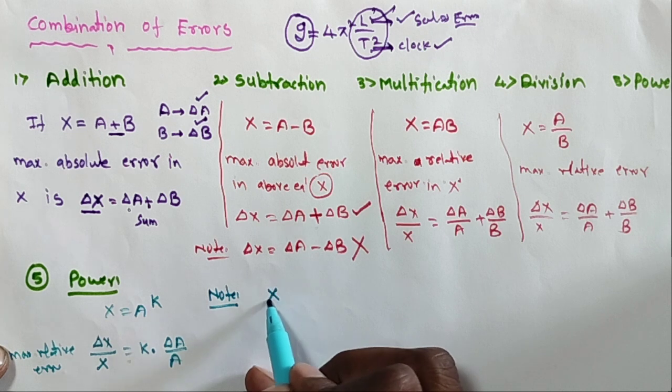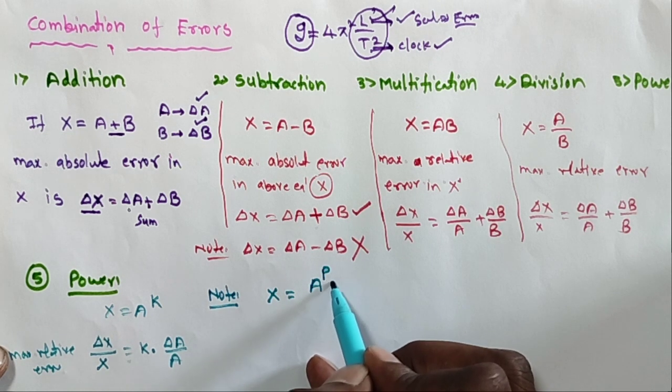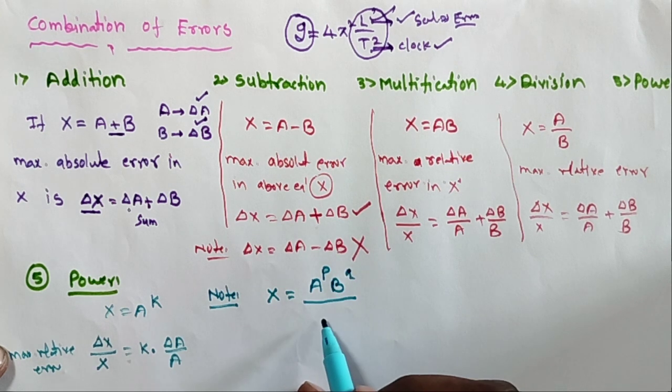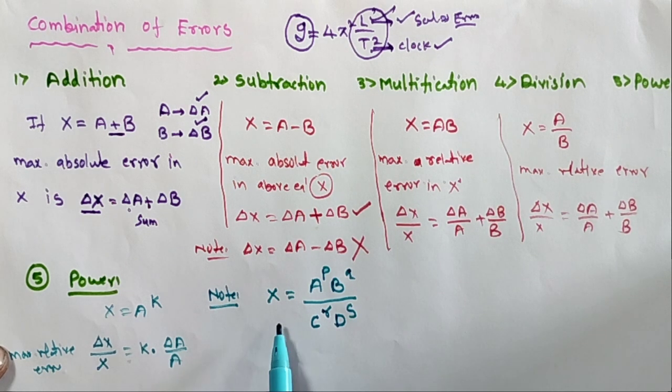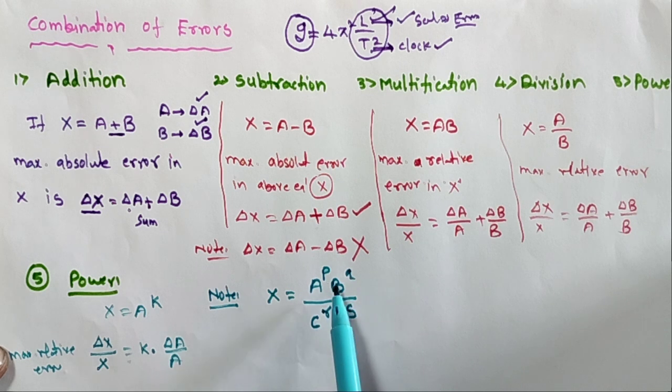For example, x is equal to a power p, b power q by c power r, and d power s. Suppose sometimes this question is given where p, q, r, s are the powers, maybe 2, 3, 4, -1, -2, any one. So how to calculate this type of problem?